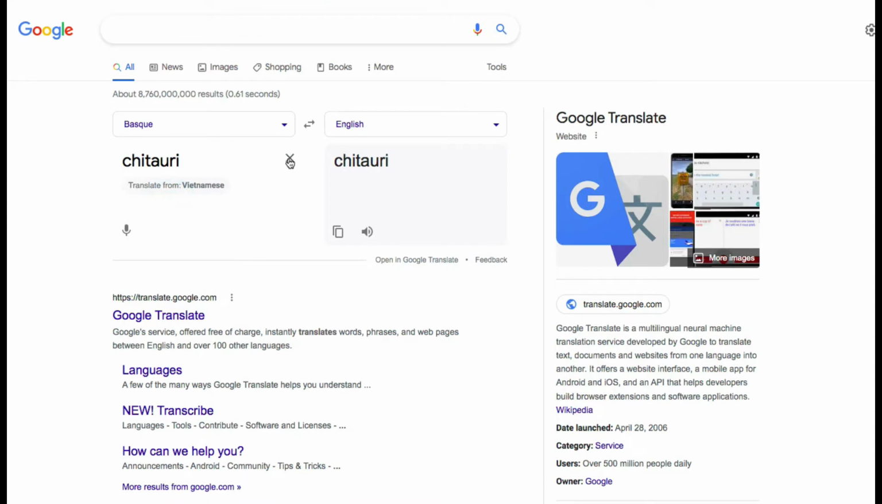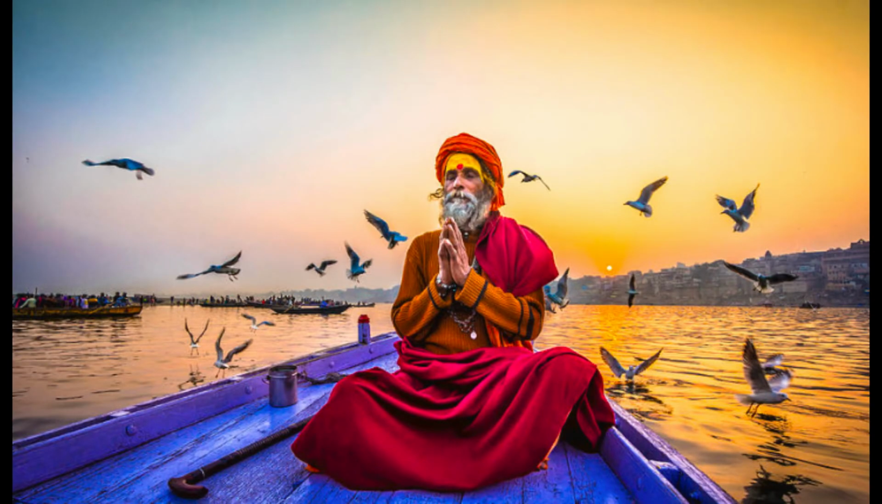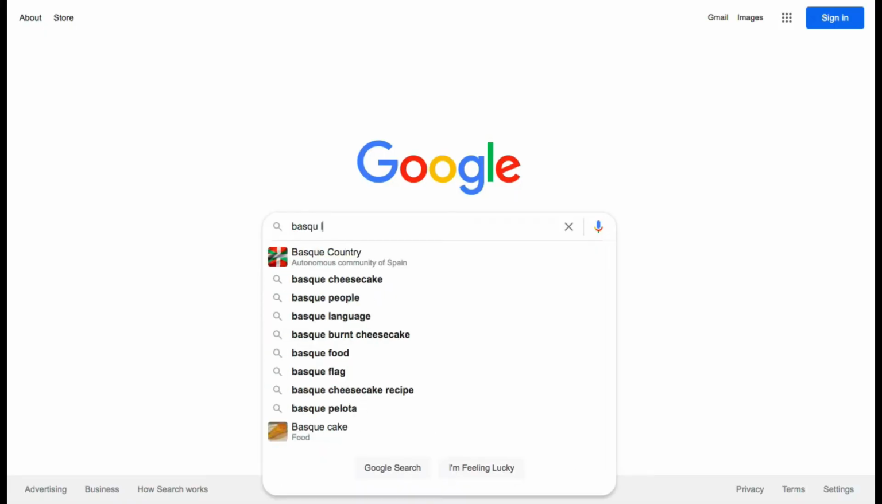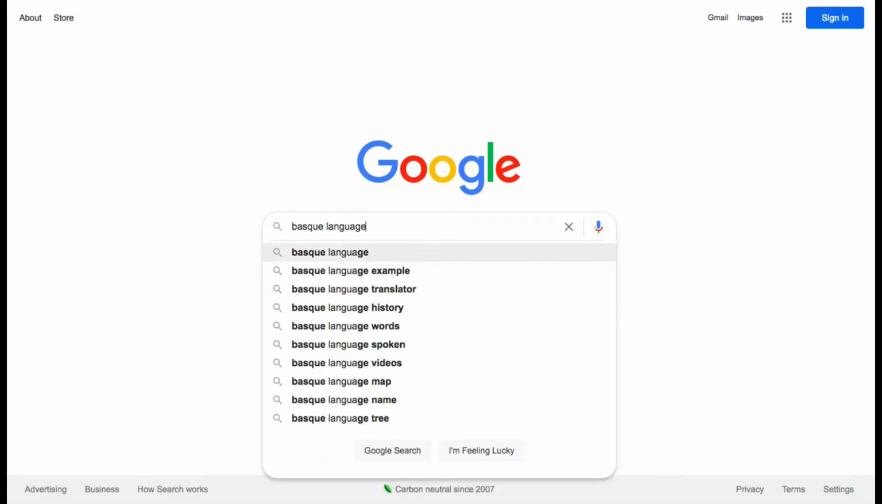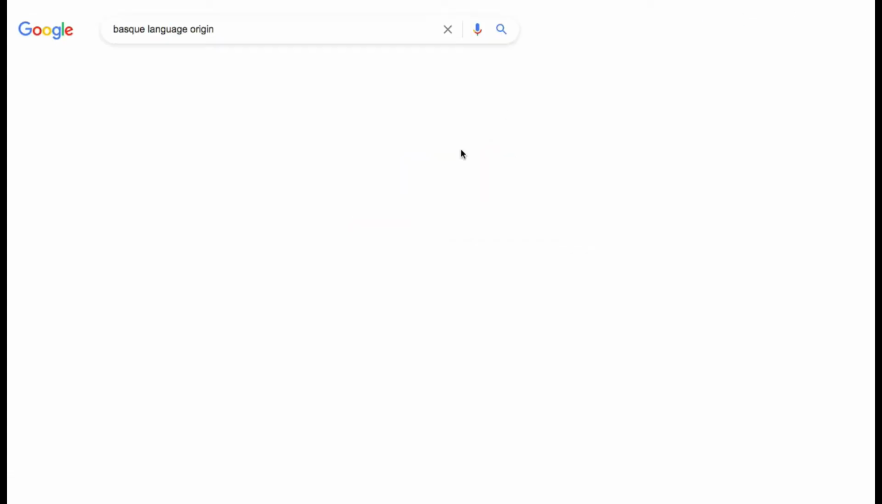Sorry, Euskadi is the culture. The actual language is called Basque. It's from a region in Spain where they claim there's no link to other languages. Here, Basque language origin.